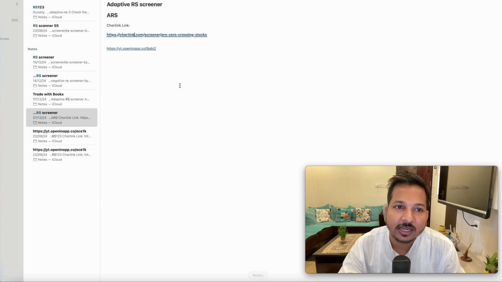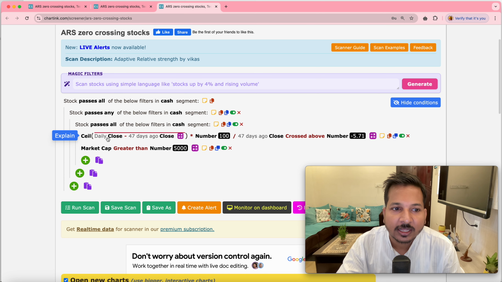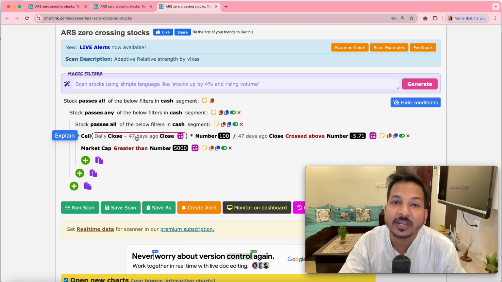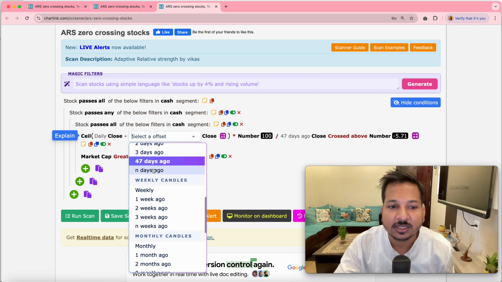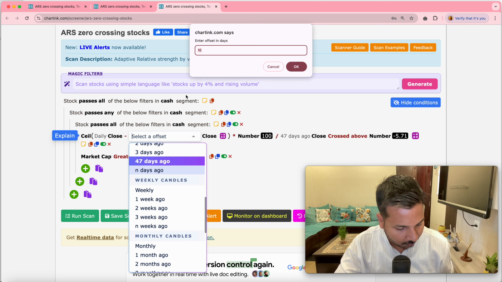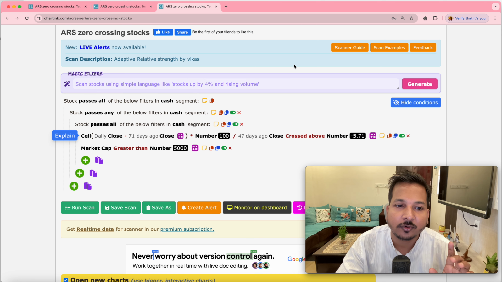This is that charting screener. When you click this charting link, this page will open. Okay, so here: daily close minus 47 days ago close. This 47 days is from when I made this indicator. So today if you are using it, you have to put 71. How much? 71. So you click this one, this page will open, there you have to write 71 and do OK.